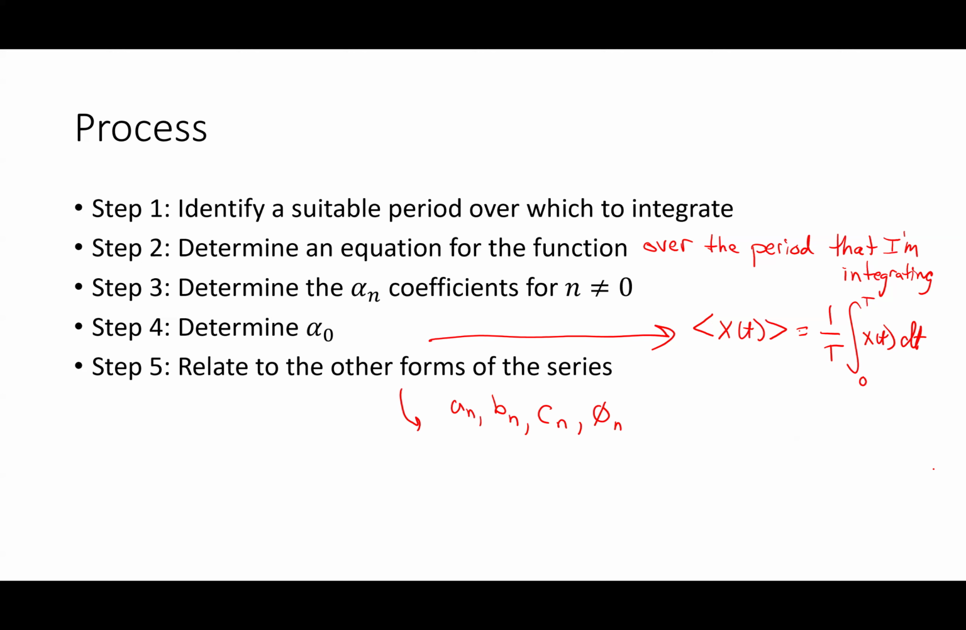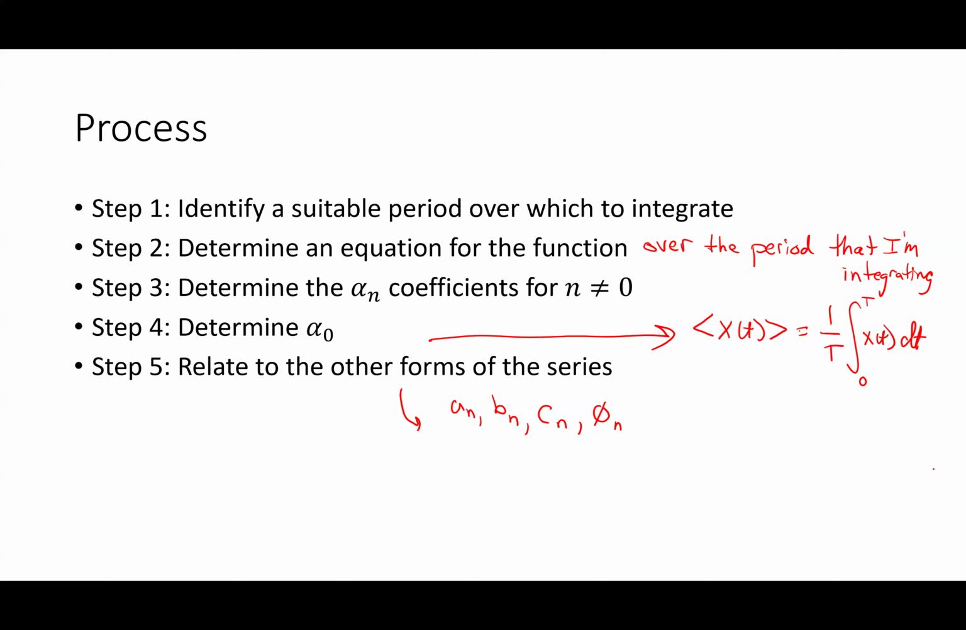Second, I have to figure out an equation for the function over the period that I'm integrating. Then I figure out the alpha n coefficients for everything except n equal to 0. Then I figure out alpha 0, which is the DC term. Then I relate my alpha values to all the other forms of the series: the A, the B, the C, and so on.